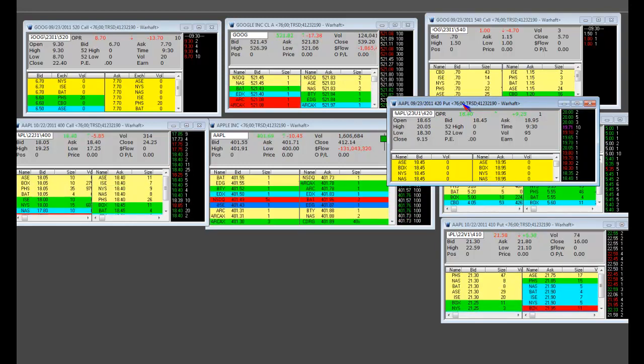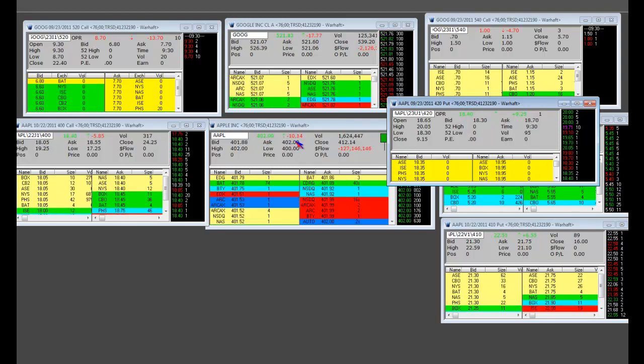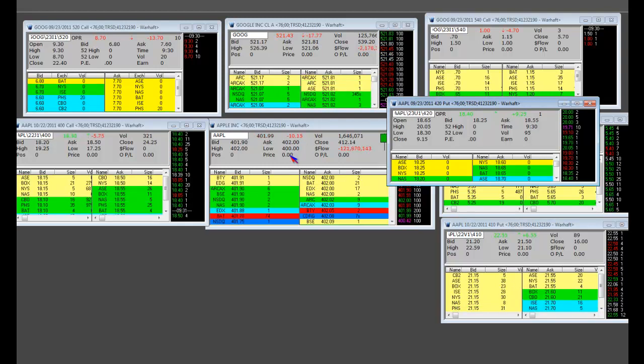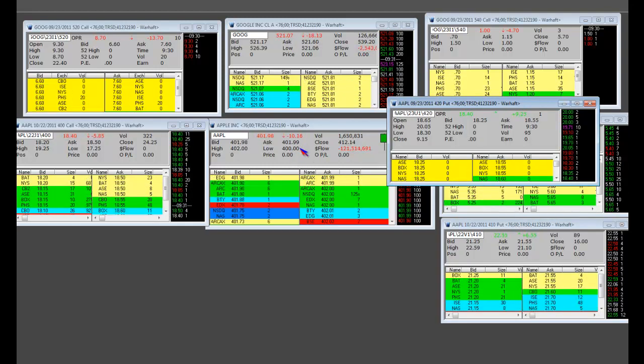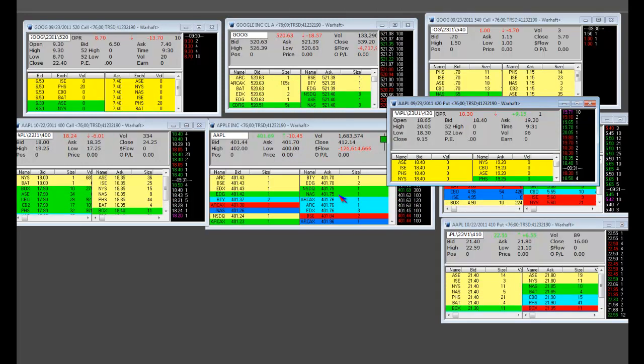Selling them for a profit on the opening bell. Taking half of my money off of the table. Watching how that Apple computer is going to hold that 400 level. I've almost got a $2 bounce off of that low. That's all within the first print.